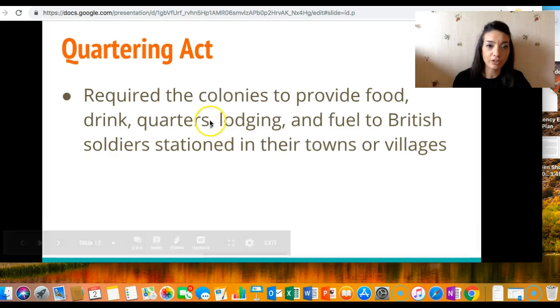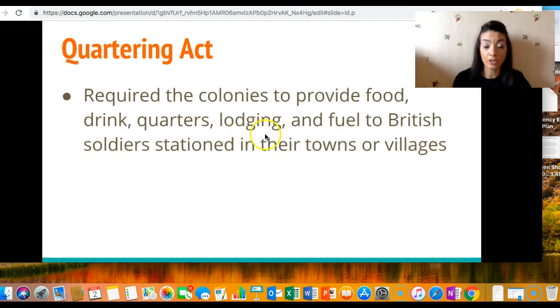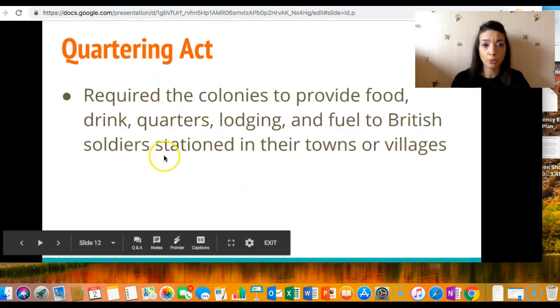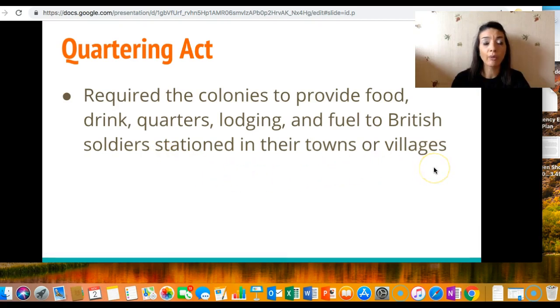Oops, I should fix this. This should be a parentheses. I'm sorry about that. So quarters means a lodging. You have to provide a place for them to stay. Okay, that's why it's called the Quartering Act. And fuel to British soldiers stationed in their towns or villages.